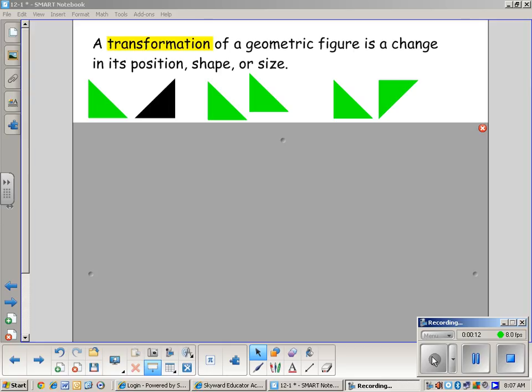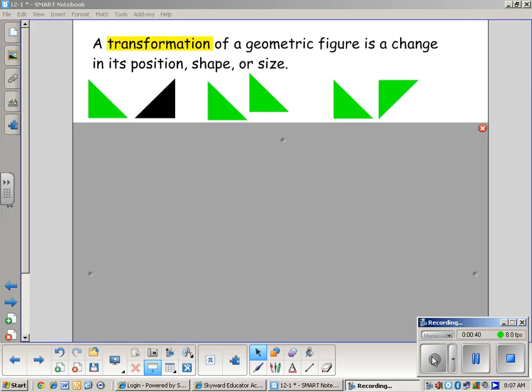The word transformation is a very general term. It covers a lot of different transformations. Throughout this unit, we're going to talk about four very specific transformations, and they're going to have another subcategory called isometries. We'll talk about them very specifically, but you just need to understand that transformation is any change.